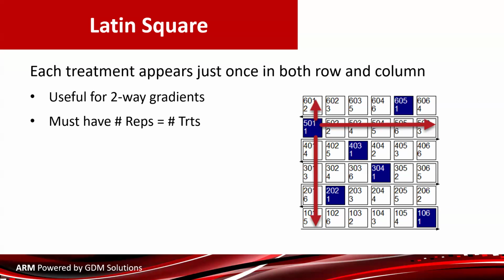So it's kind of like the Sudoku puzzle, if you've ever played that. Same idea with the Latin square. That treatment can only be once in each column and each row. The limitation here is however many treatments you're testing, that has to be how many replicates you have. Otherwise, there's not enough space to have one in each row and one in each column. So you end up with a limitation as to what size of experiment you can do.